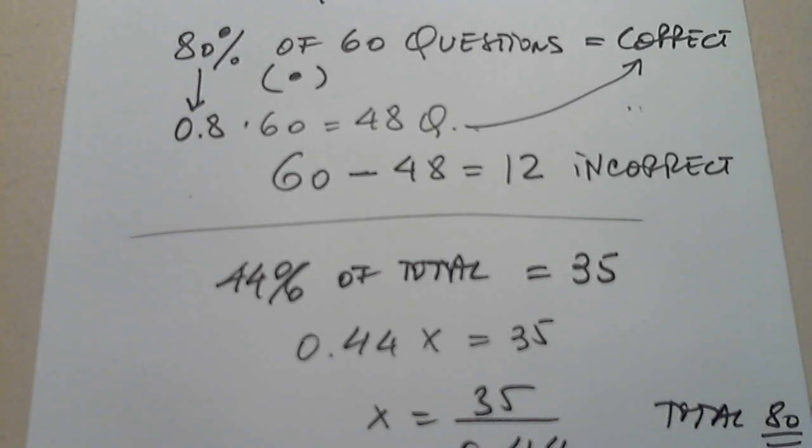A company spends $270,000 on advertising during the first quarter of the year. If this amount represents 45% of the total budget for advertising, what is the company's budget? Again, 270,000 represents 45% of the total. How much is the total?